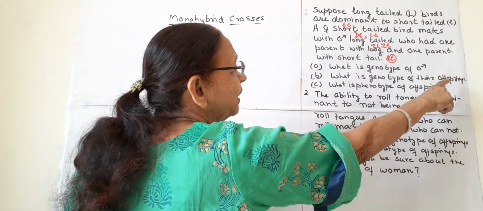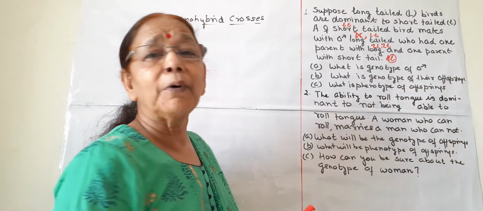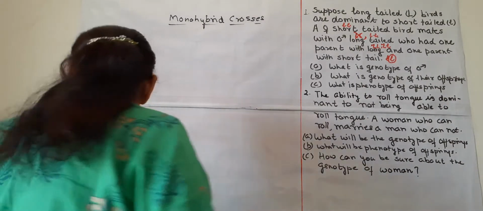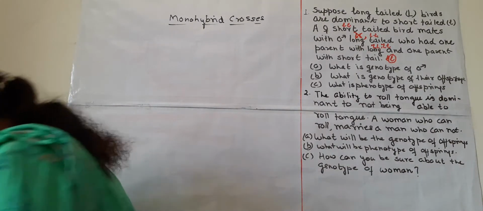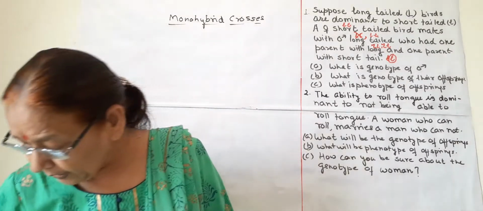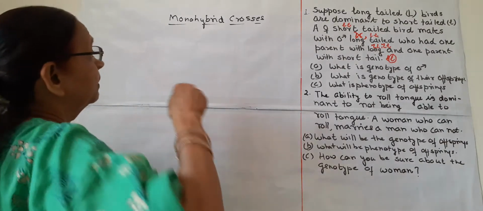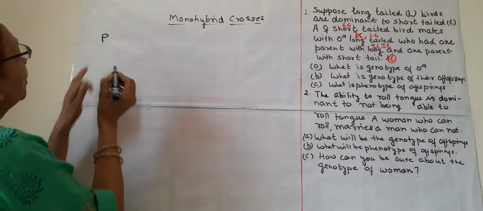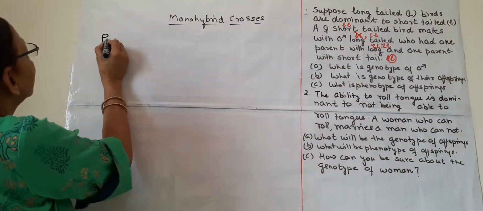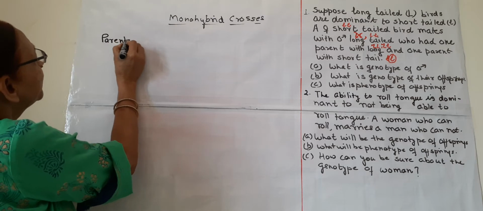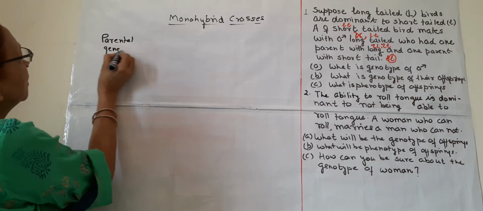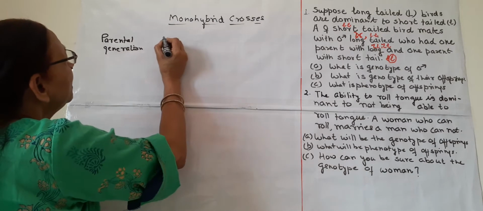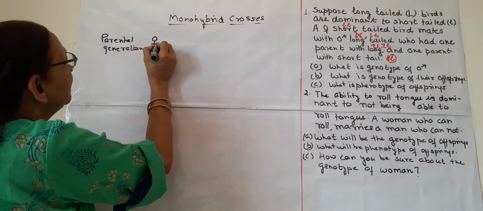What is the genotype of their offsprings and what is the phenotype of their offsprings? Now see how we solve these questions and how we should write it in exams. So first write parental generation. Here you have to write either only P, or you can write the complete word parental generation. I am writing parental generation. Here we can write male or female, but normally we write the female parent first.